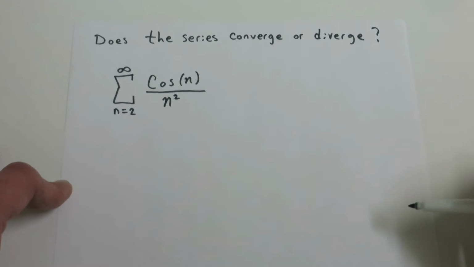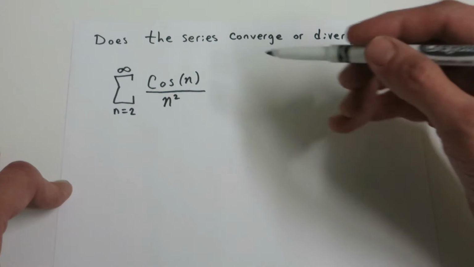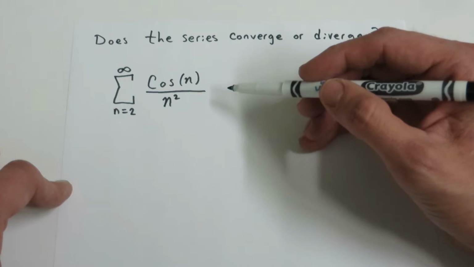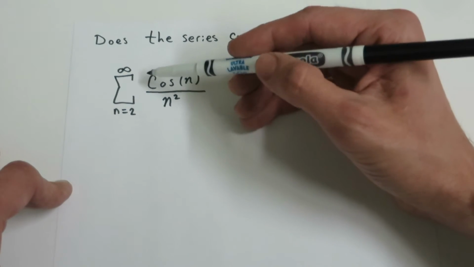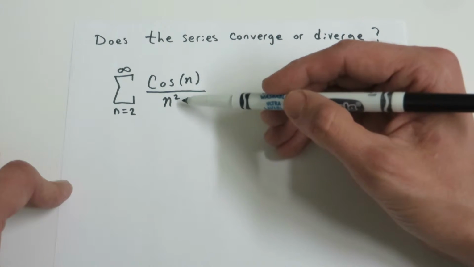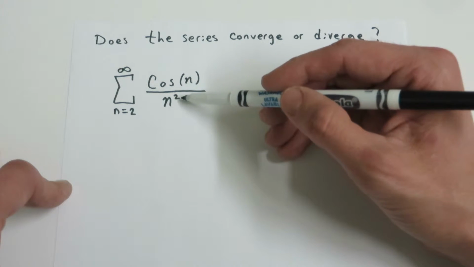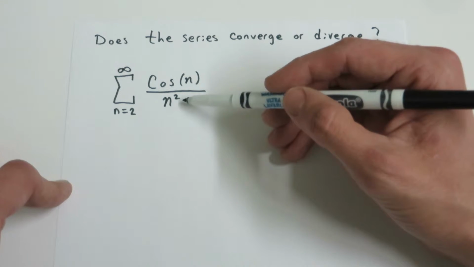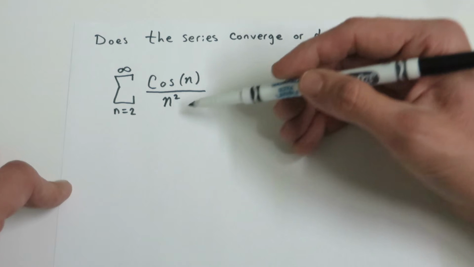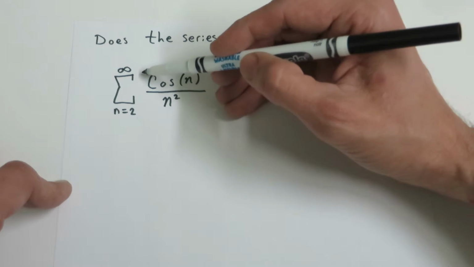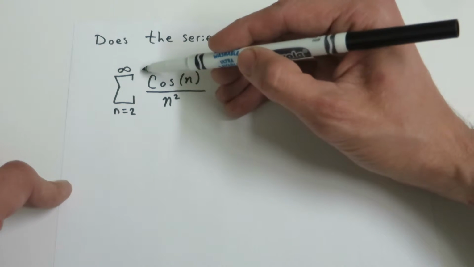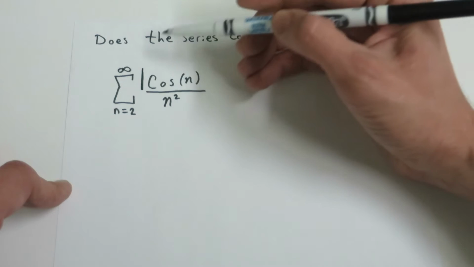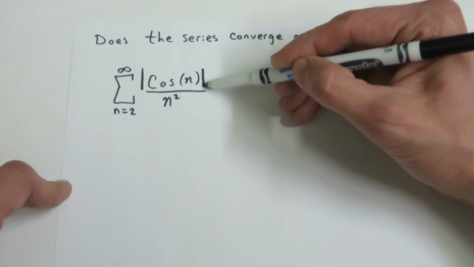So let's see what happens if we test for absolute convergence. We can test by putting everything in absolute value. Now we don't have to put the denominator in absolute value because it's a squared term, and we know that's going to be positive anyway. So let's take a look at what happens when we put our numerator here in terms of absolute value. Well, that's interesting.